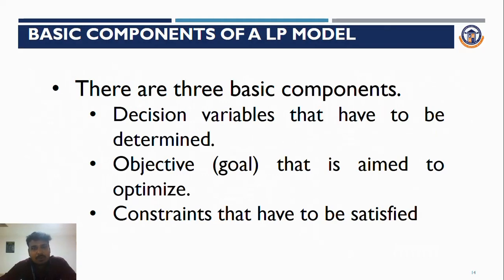Then the basic components of a linear programming model. There are 3 basic components in the linear programming model. First one is the decision variables that have to be determined. Then the objective, that is aimed to be optimized. Then the third one is the constraints, which have to be satisfied. So these are the main topics or basic components of a linear programming model. First one should be determined, second one should be optimized, and third one should be satisfied.